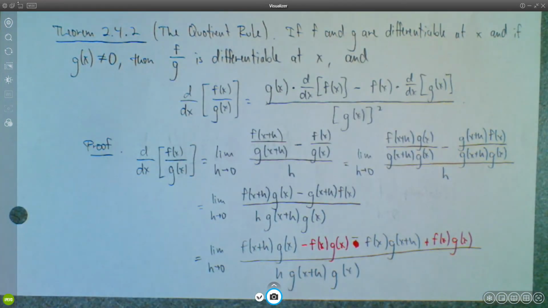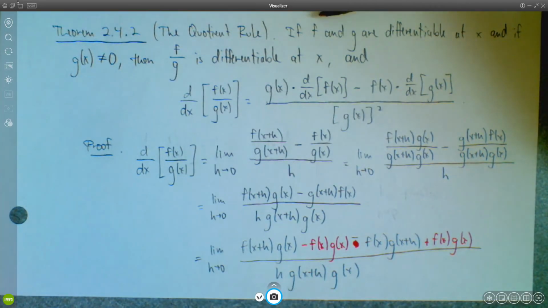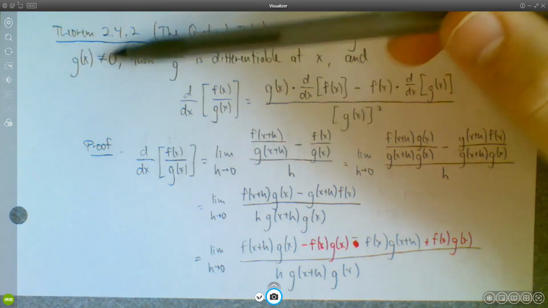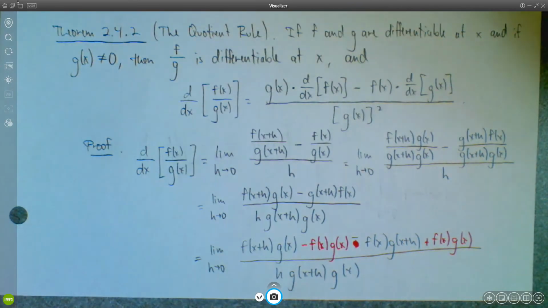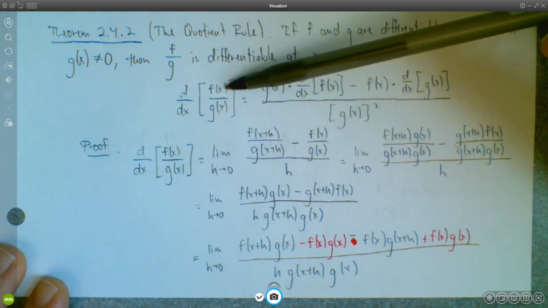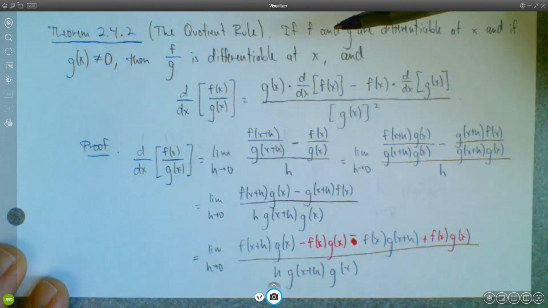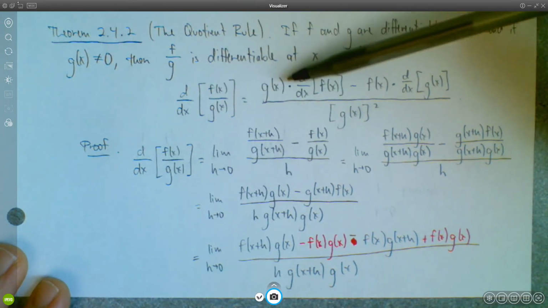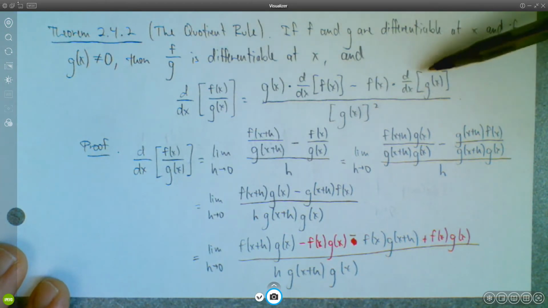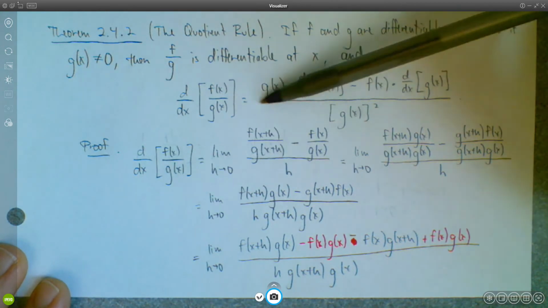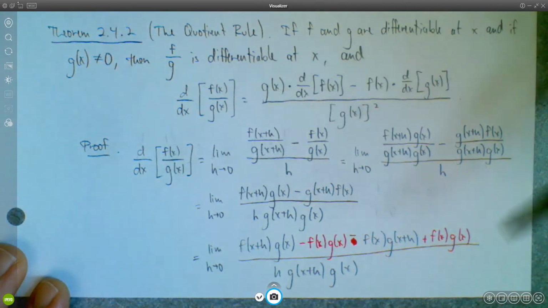So the quotient rule says if f and g are differentiable at x, and if g of x does not equal 0, then f over g is also differentiable at x. And, moreover, we can give the formula for it. So the derivative of f of x divided by g of x is going to be g of x times the derivative of f of x minus f of x times the derivative of g of x, divided by g of x squared.